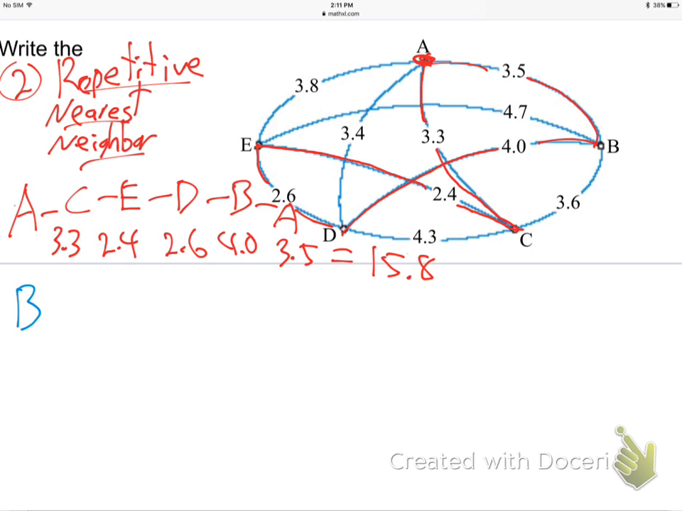Now I'm going to redo it. I'm going to start at B. Well, I'm not going to use that color. You won't be able to see it. Let me see, I'll do a yellow. So starting at B, I'm going to erase what I did with A. Now I'm going to go back and start at B and do repetitive nearest neighbor. So start at B and go to your nearest neighbor. Who's your nearest neighbor from B?